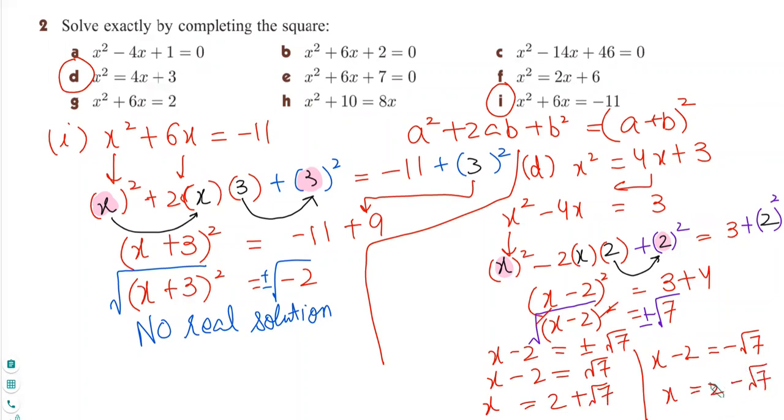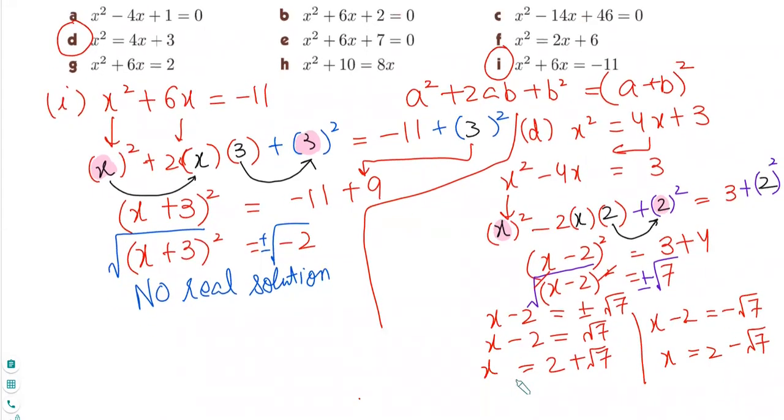So using a calculator to find the answer in decimal form, 2 plus square root 7 gives us 4.64, right? So x will be equal to 4.65. And the second value will be 2 minus square root 7, and its decimal form is negative 0.646 in 3 significant figures. Got it?